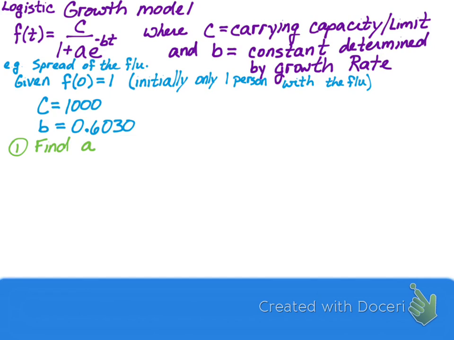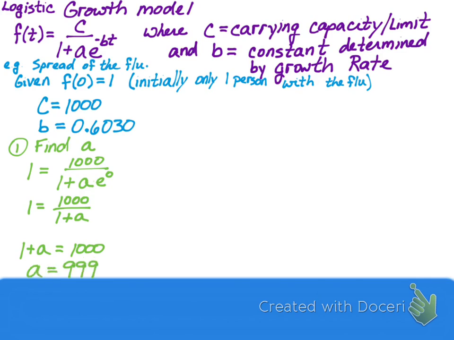Question 1, let's find the value of A. If I plug in t equals 0, then I get 1 equals 1,000 divided by 1 plus A e to the 0 power. But e to the 0 power just equals 1, so I have 1,000 over 1 plus A. Multiplying both sides by 1 plus A, we get 1 plus A equals 1,000, which means A equals 999.